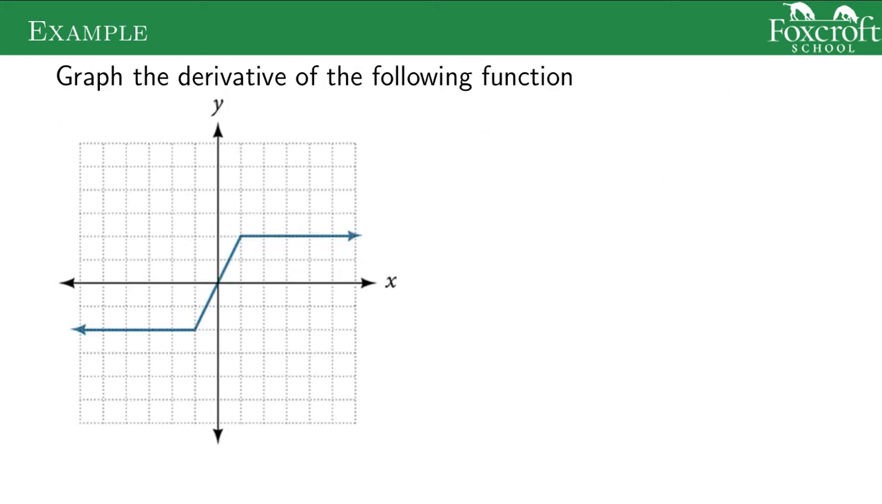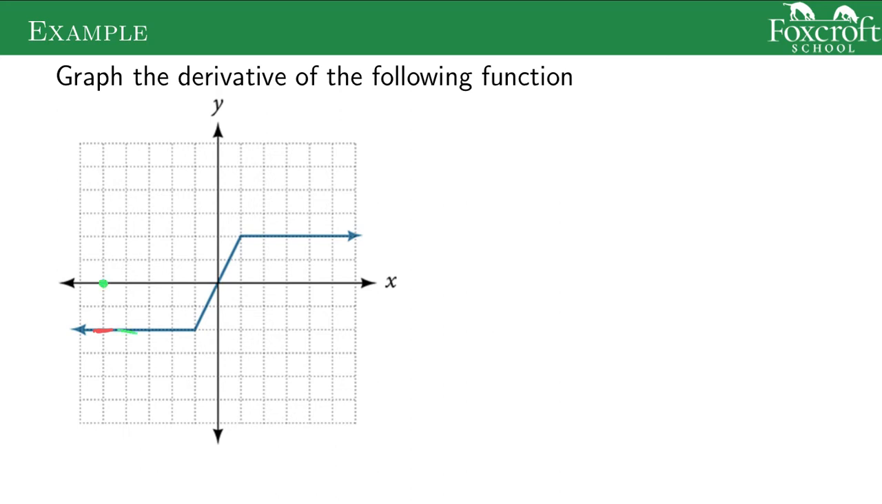So let's say we had this function, and we're going to graph its derivative. I'm going to graph it on the same axes. What we need to do for each x value is figure out what the slope of the tangent line is. So we can start over here at -5. At -5, we look at the tangent line there, and because it's flat, the tangent line's slope is 0. So on my derivative graph, I'm going to get 0.